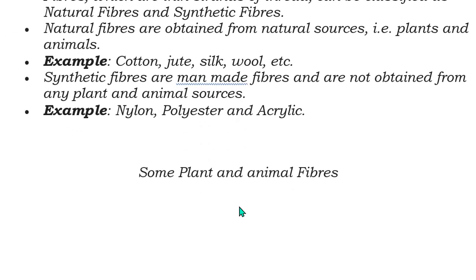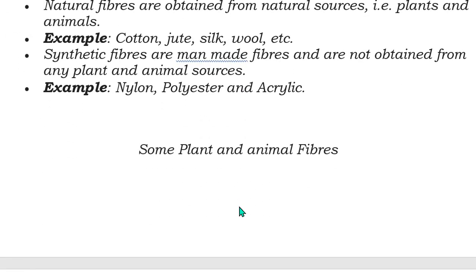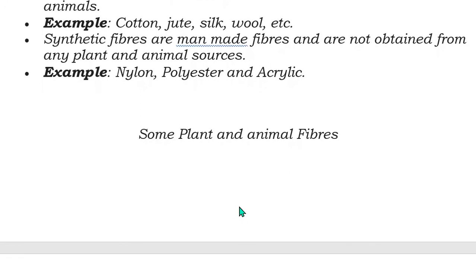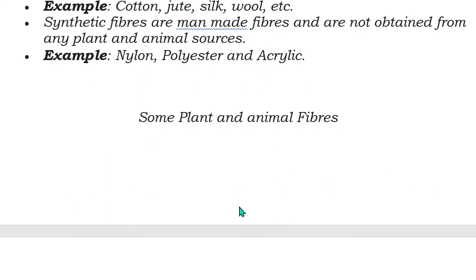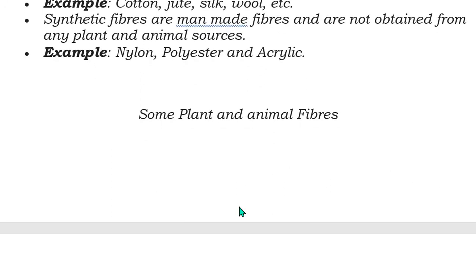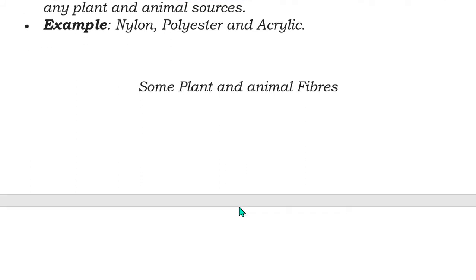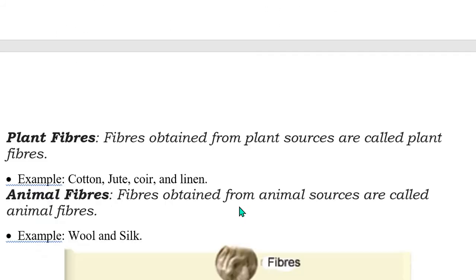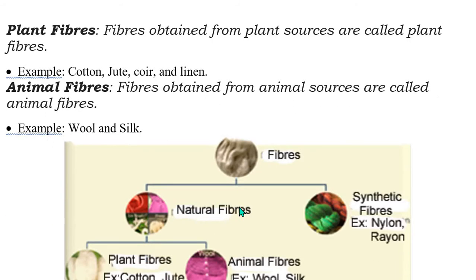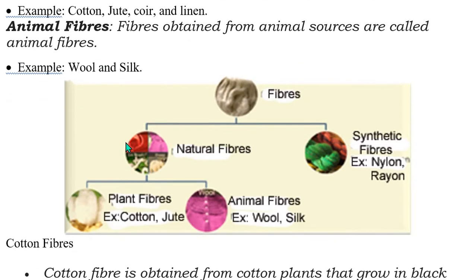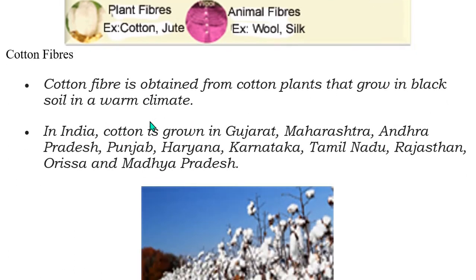Natural fibers are obtained from natural sources like plants and animals. Examples: cotton, jute, silk, and wool. Synthetic fibers are man-made fibers and are not obtained from plant and animal sources. Examples: nylon, polyester, and acrylic. Fibers from plants are called plant fibers, and these are examples of plant fibers. Fibers obtained from animal sources are called animal fibers, like wool and silk. Silk is made by silkworms.